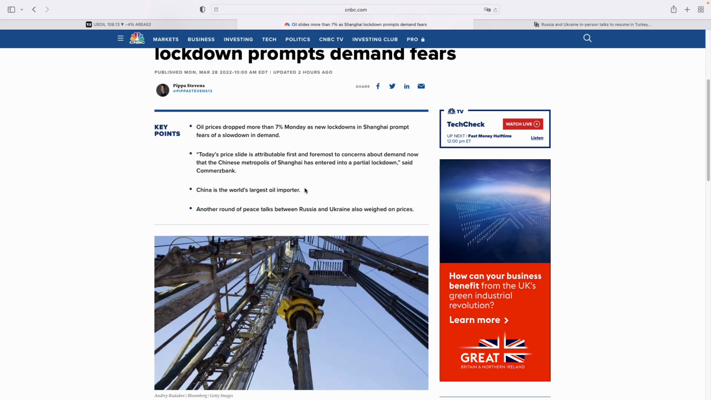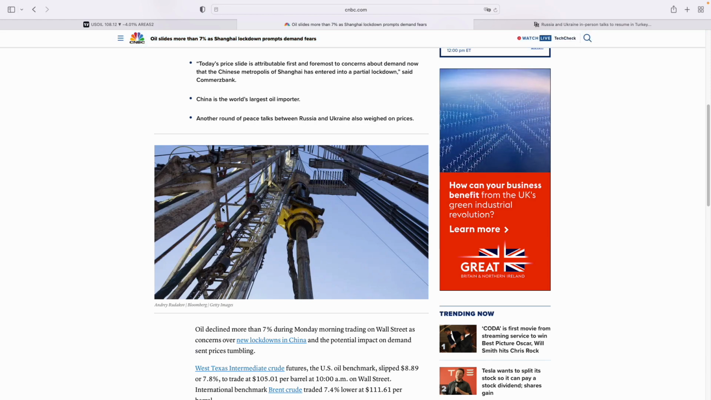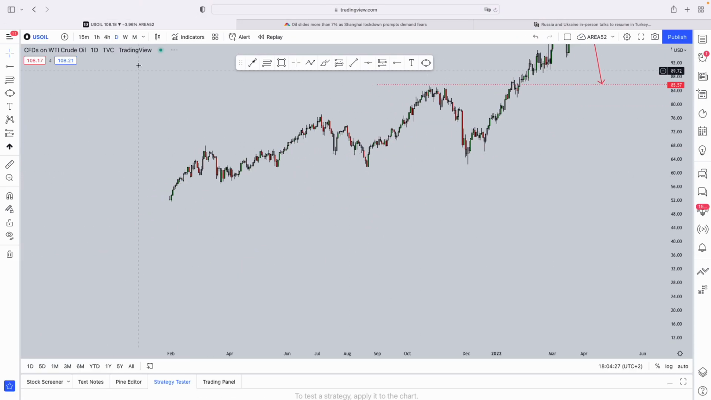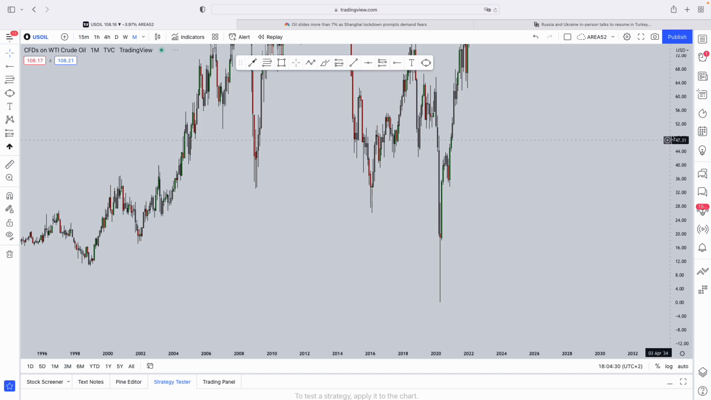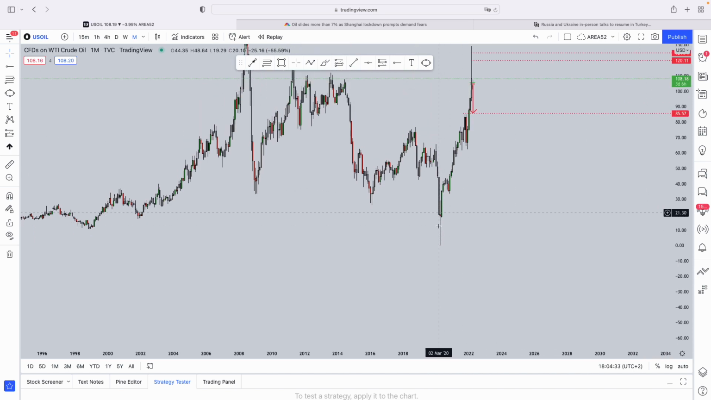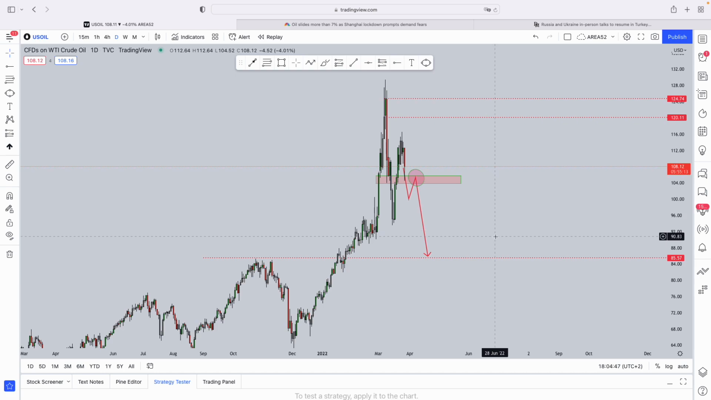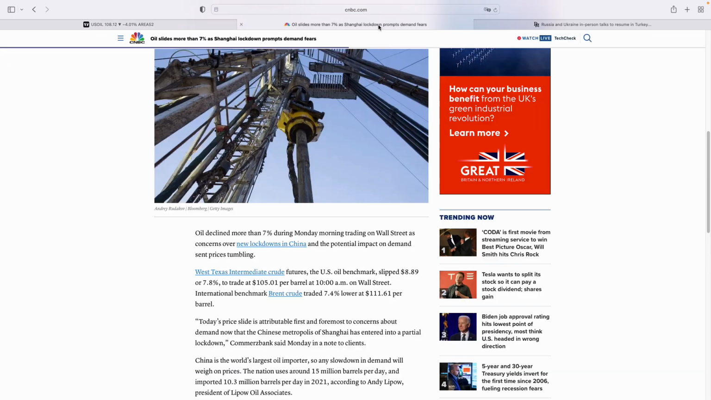Another round of peace talks between Russia and Ukraine also weighed on the prices, and that is exactly what we spoke about just a couple of minutes ago. Now, if there's one thing that you need to keep in mind, when the world went into a lockdown, we obviously saw that the price of oil dropped below zero, and because China is one of the world's biggest oil players, if they go into a lockdown, then that means all imports or exports coming from China would be stopped, because who's going to do the work? Everyone is sitting inside of their houses there as well.